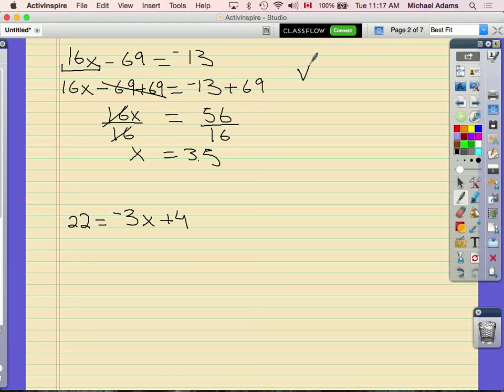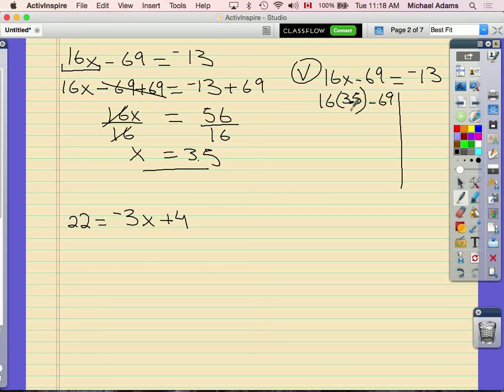Now we'll do a verify. To verify, write out the equation: 16x minus 69 is equal to negative 13. Line under the equal sign. Let's do my substitutions. x, I said, was equal to 3.5. Put 3.5 in place of x, and then minus 69. So do this math here. 16 times 3.5, if you use your calculator, you'll get 56. Now 56 minus 69, you can use your calculator again. We'll end up with negative 13.